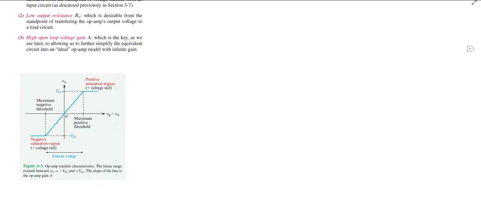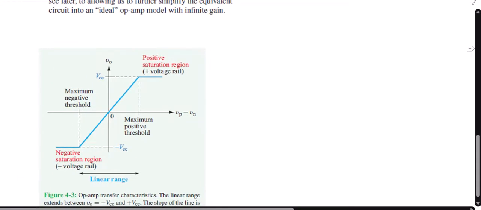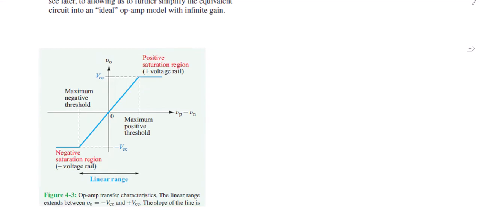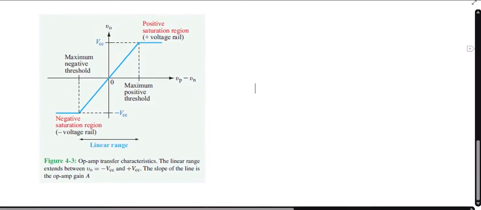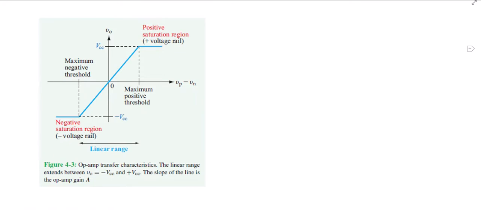And this has to do with the fact that VO has to be between VCC and minus VCC. And so our x-axis here is VP minus VN. So that's the difference between our positive and negative, which for an ideal op amp is 0. And the y-axis is VO. And you can see that VO never can get above VCC or below minus VCC. So it is possible that you might have a problem with that, because there are problems in the book like that, and we will work one.